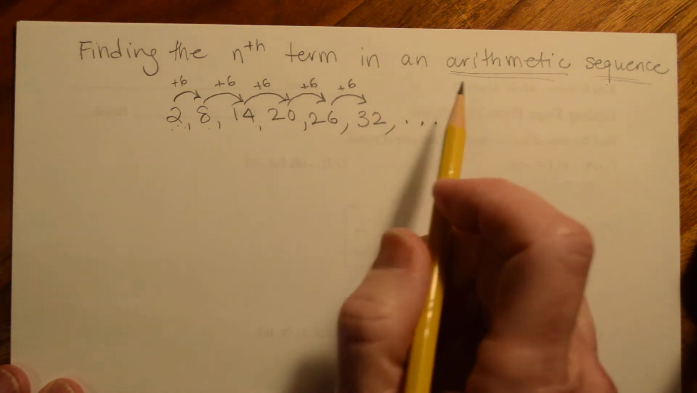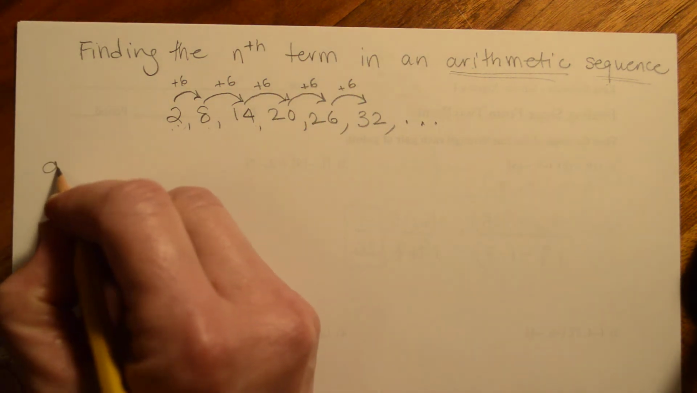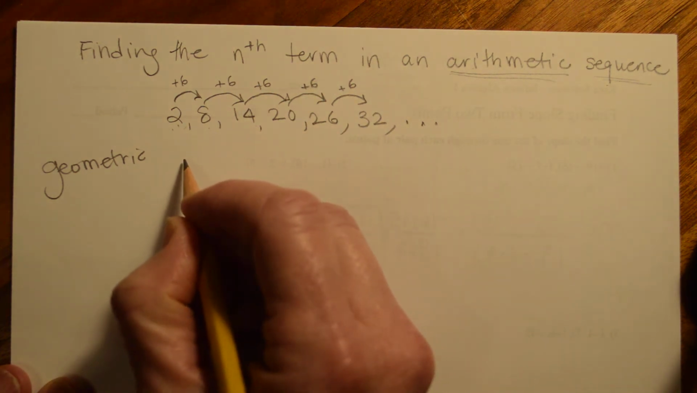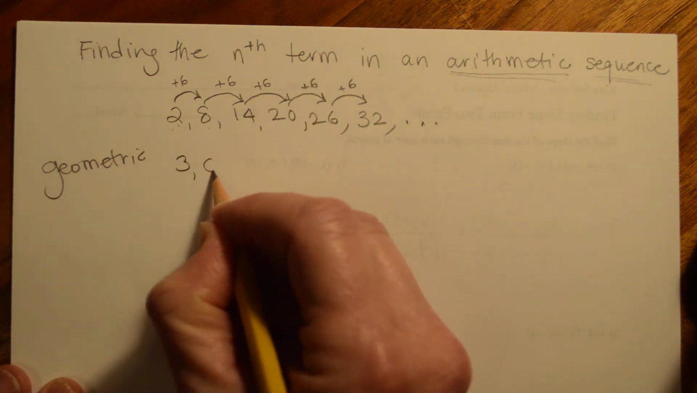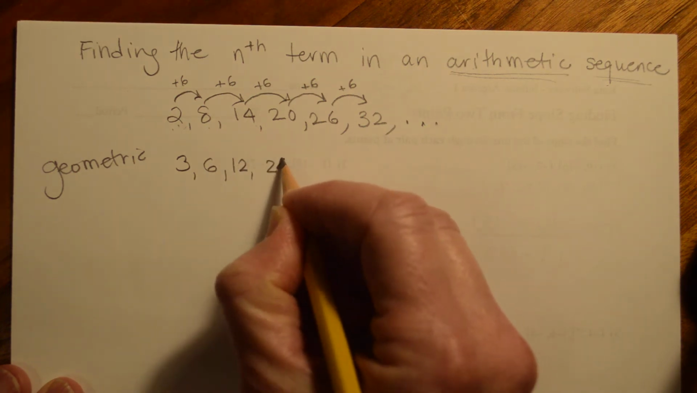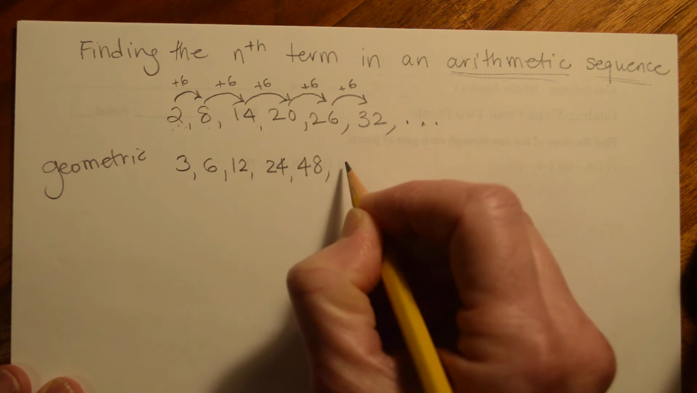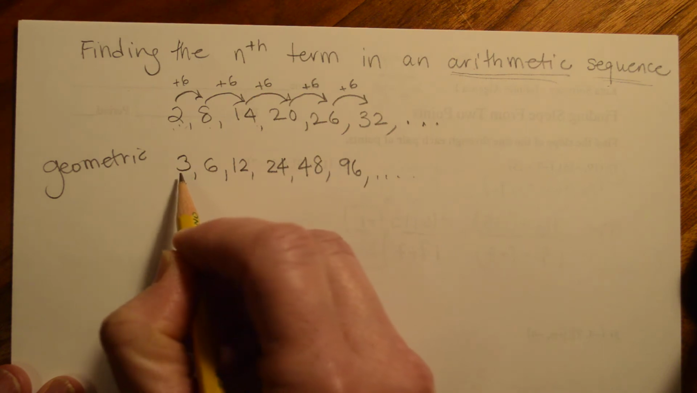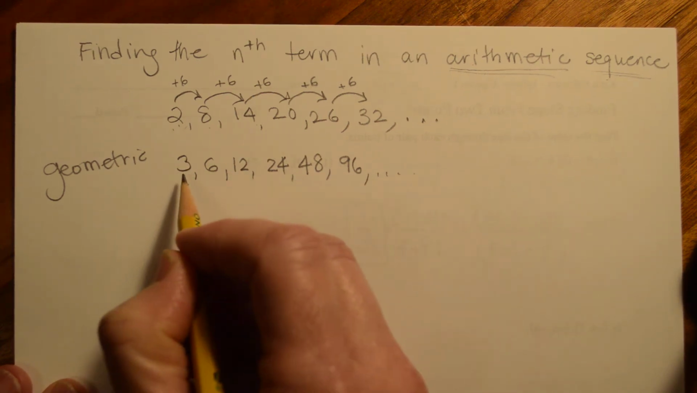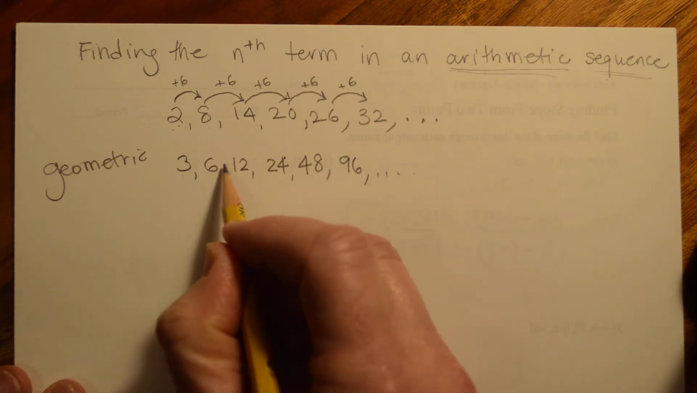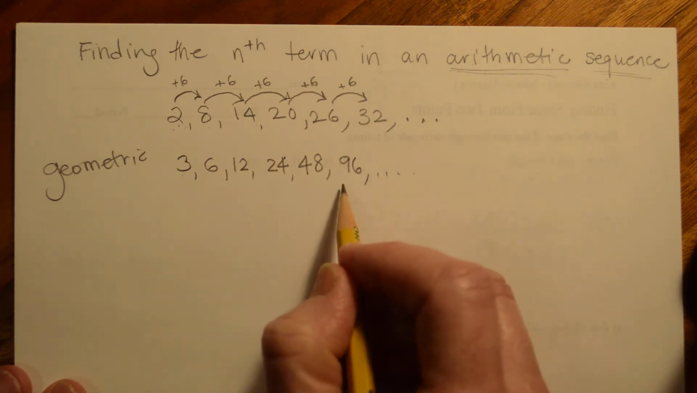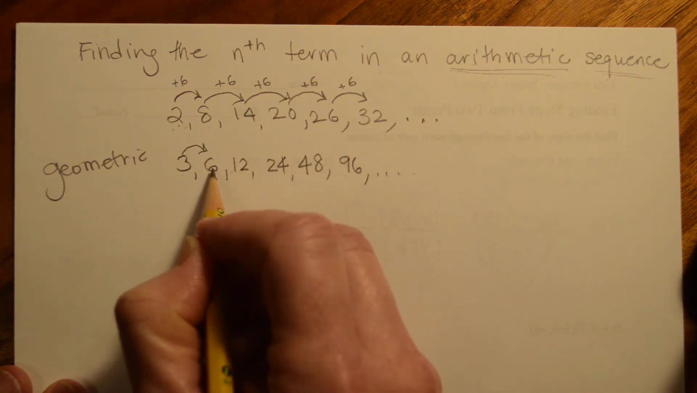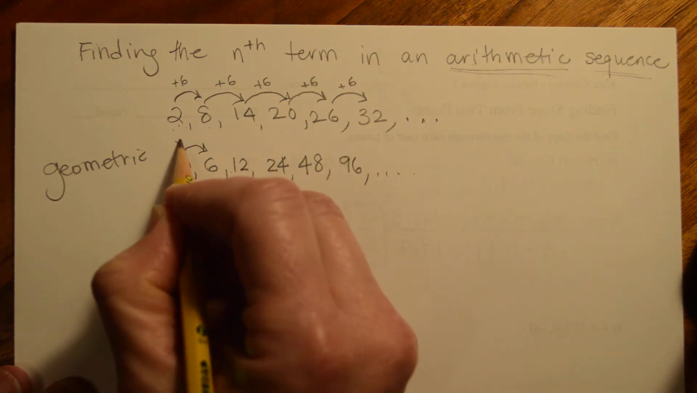Just to contrast that with other types of sequence, another type is geometric. And that would be something like 3, 6, 12, 24, 48, 96, and so forth. In this one, if we said, oh, maybe this is arithmetic, here we would add 3, but then we would have to add 6, and we would have to add 12. So we're not adding the same amount each time. In geometric, we're always going to get from one term to the next by multiplying or dividing by a certain number. So this would be times 2.